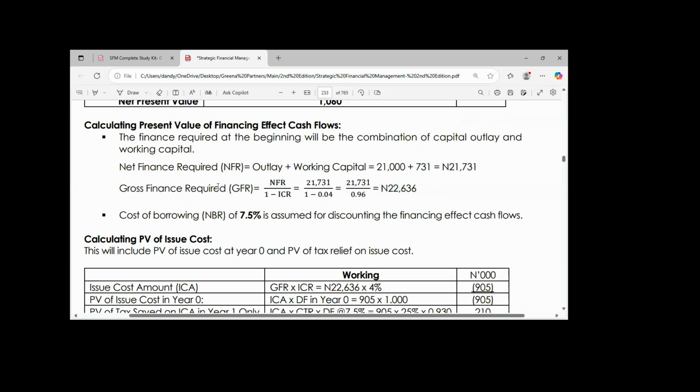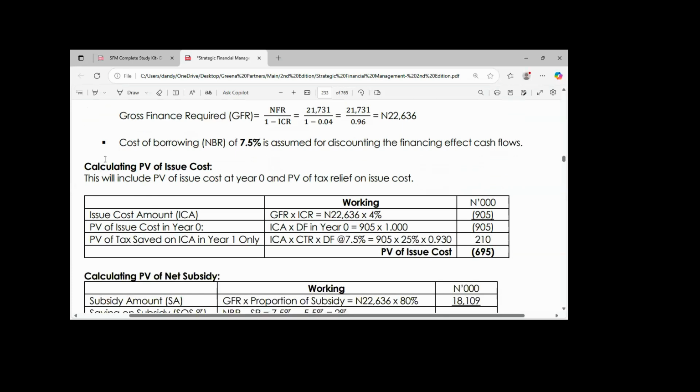In this case, we want to calculate the PV of issue costs. How do you do this? I told you there are 3 procedures you are going to carry out. The first procedure is to determine the issue cost amount. To get it, you multiply the issue cost rate with the gross finance required. Gross finance required is 22,636 and the issue cost rate is 4%. When you multiply that, it produces 905. Therefore, 905 is the issue cost amount.